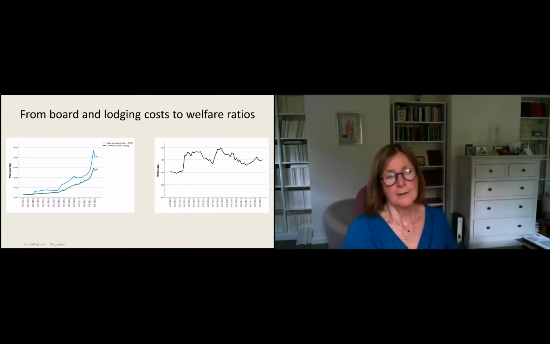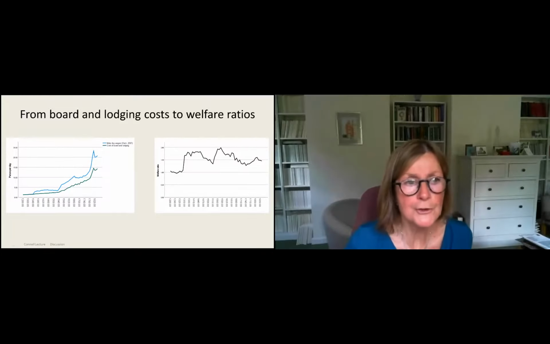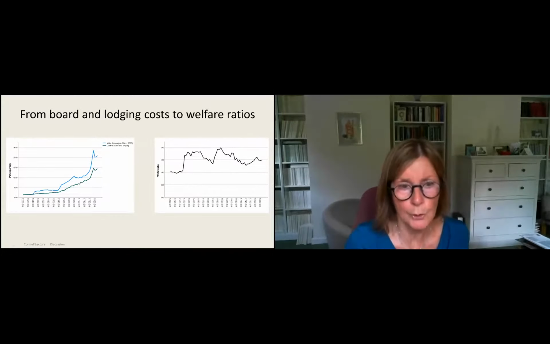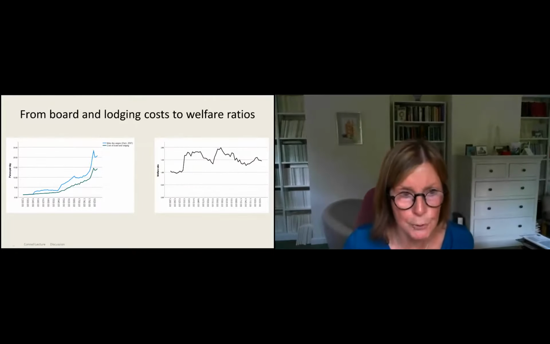So the welfare ratios here are actually very similar in certain phases of time to welfare ratios derived from the mainstream accounts. We see a huge boom in welfare, so that in the middle of the medieval period, we find that an unskilled man could in fact buy almost one and a half board and lodging baskets. He could pay for himself to board and lodge at least once and have 50% of a board and lodging basket left over.